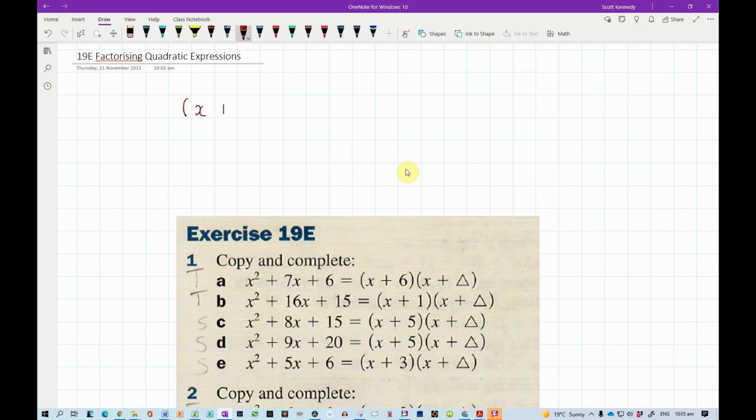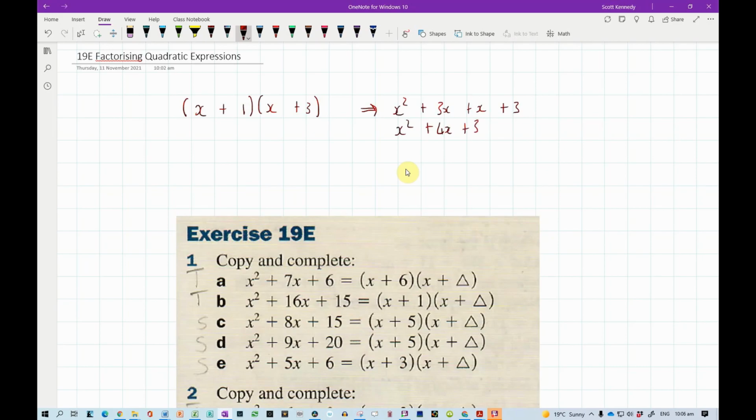Let's say we have something like this, and we expand it using FOIL. We get x squared, and then plus 3x, that's the outers, plus 1x, or just x, which is the inners, and then plus the lasts, which is 3. Then we simplify that and we get x squared plus 4x plus 3.